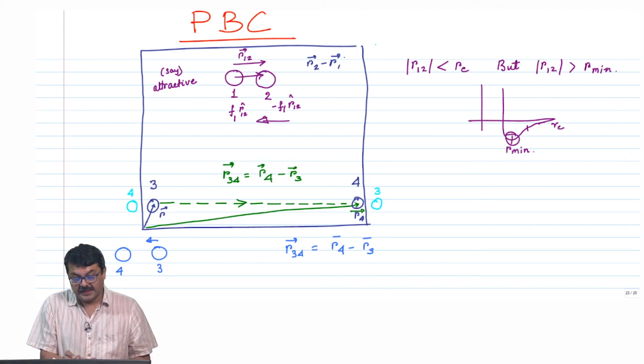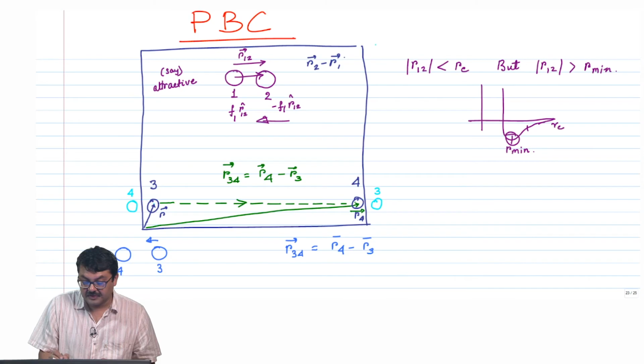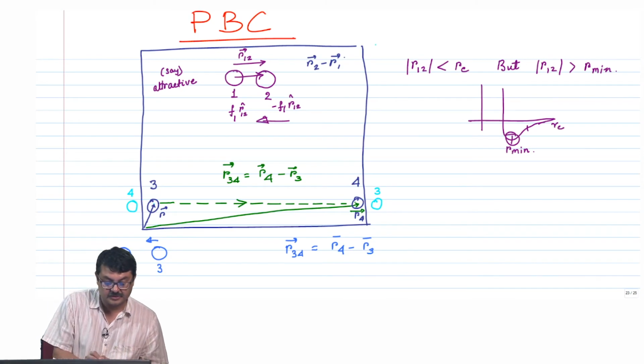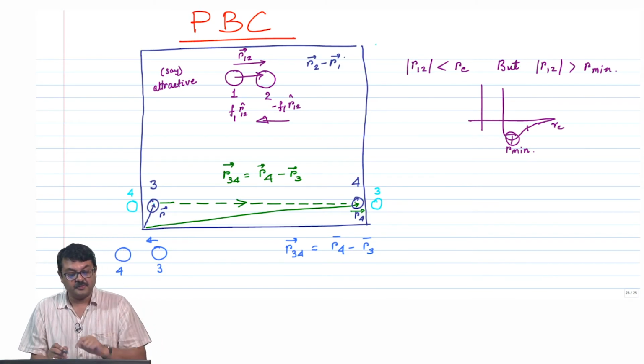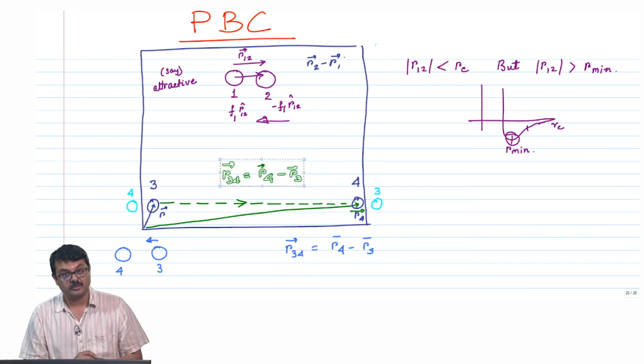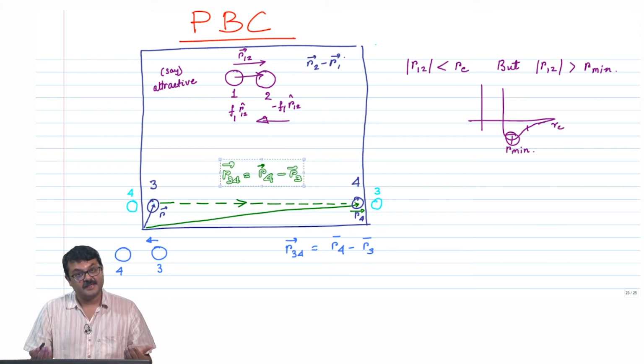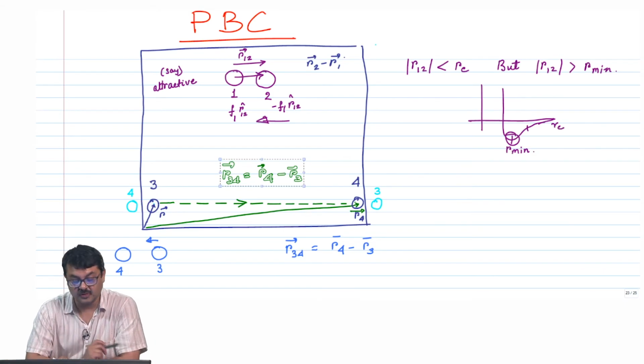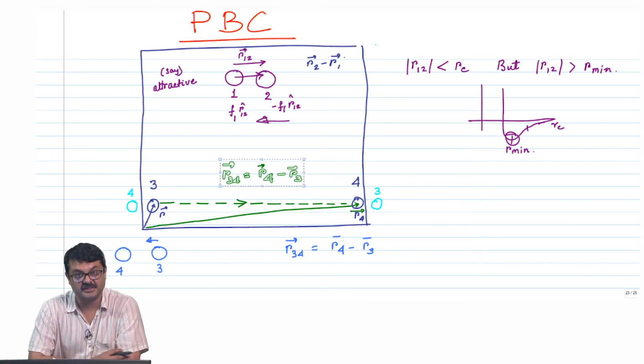But if you take this vector, right. So, basically particle number 4 will move in this direction and particle number 3 should move in this direction. But if you consider R34 to be the vector, that is exactly opposite from the direction that you expect it to move, and that is because of this minimum image convention.